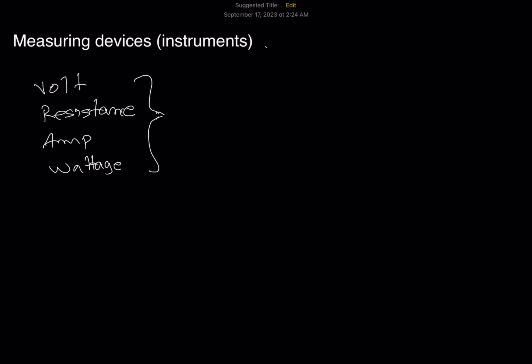We call them the meters. So everything has its own assigned meter or device that volt, resistance, amp, and wattage can be measured with. We will do some practical examples here: how to use a device that measures volts, how to use a device that measures resistance, and the same with all these four, which are voltage, resistance, amperage, and wattage or watt.